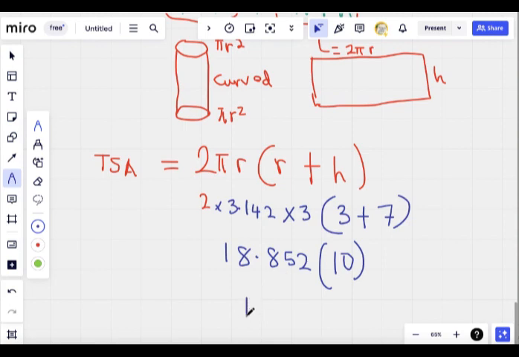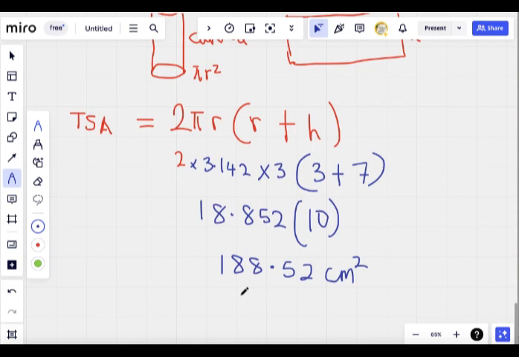So this becomes 188.52 centimeters square. This becomes the total surface area of the cylinder.